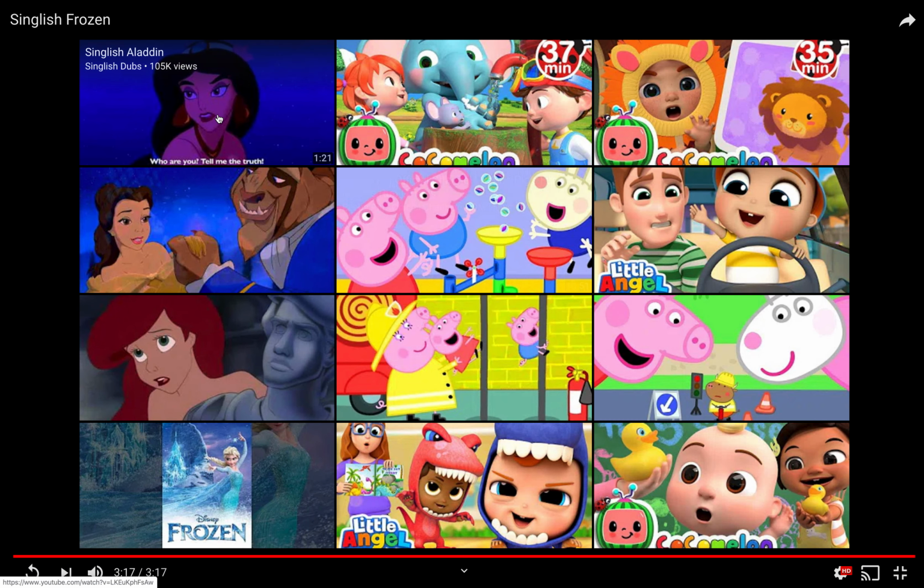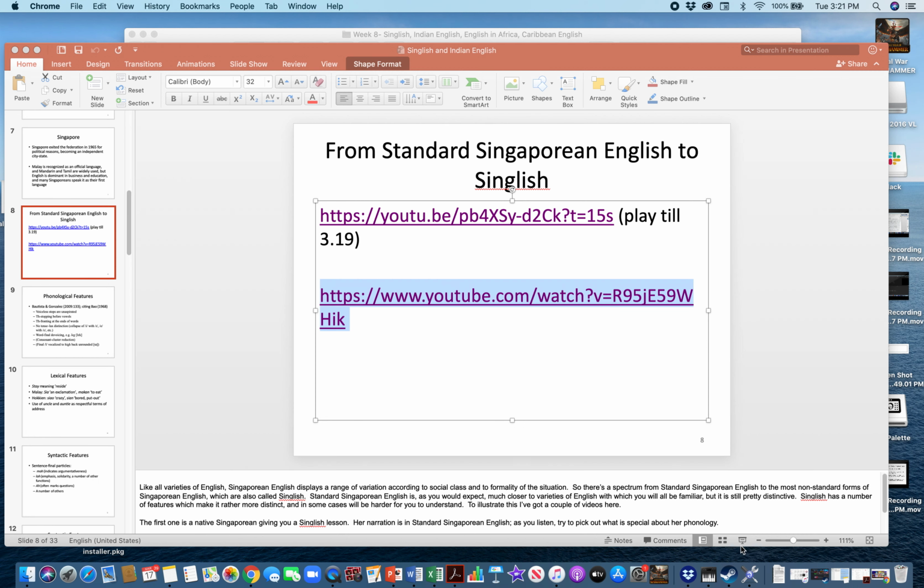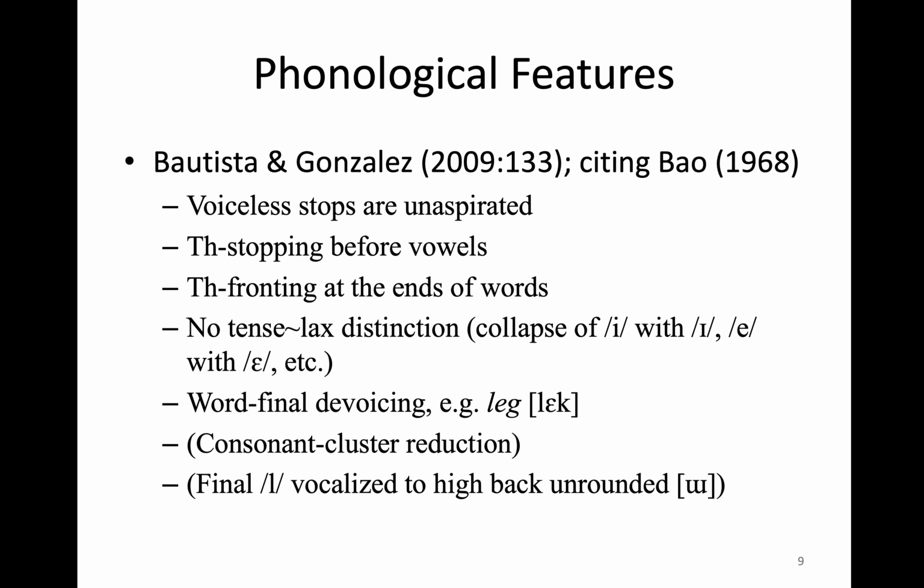And as you can see, there's a vast array of these, including Singlish Aladdin and so on, if you're curious. But anyway, let's go back over here. So just some of the phonological features that you might have heard there. Voiceless stops are usually unaspirated, even when they would be aspirated in other varieties of English. So instead of the aspiration you get in tap, for example, you get something much more like that. As for th, they tend to be eliminated, not across the board, but pretty commonly. The pattern is usually to get th stopping before vowels, so that becomes dat, but th fronting at the end of words, so teeth becomes teef.